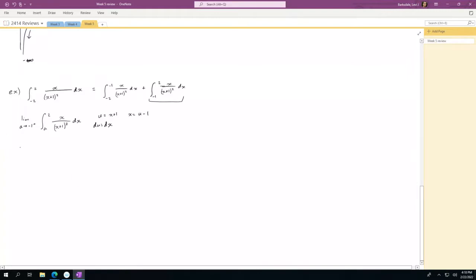And this becomes, or I guess the indefinite integral of x over (x plus 1) squared then becomes the integral of (u minus 1) over u squared, which is the integral of 1 over u minus 1 over u squared, which is the natural log of u plus 1 over u, which means this integral becomes the limit as a goes to -1 from the positive direction of the natural log of x plus 1 plus 1 over x plus 1, evaluated at a and at 2.